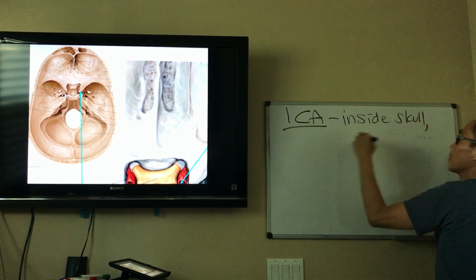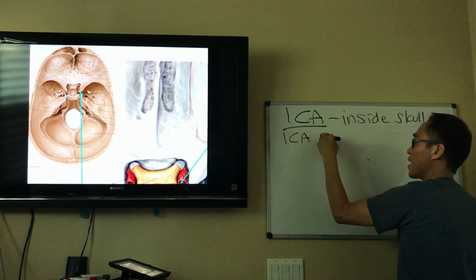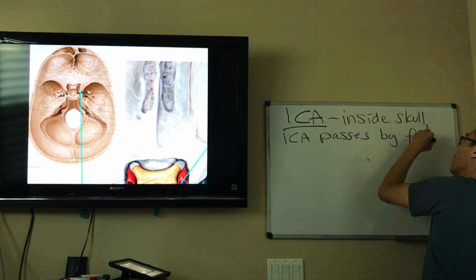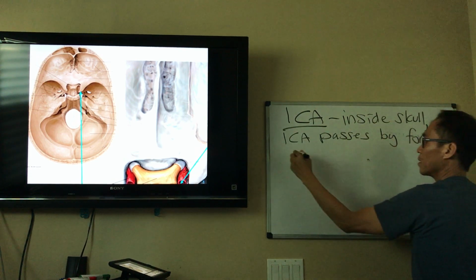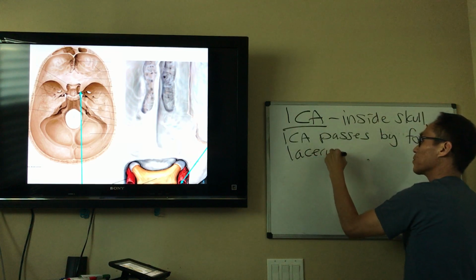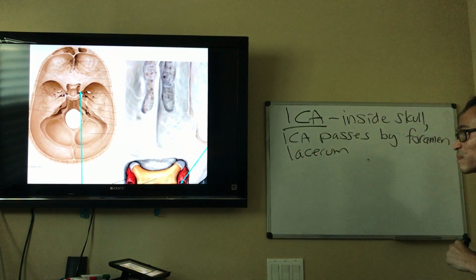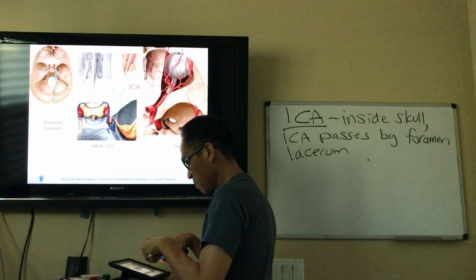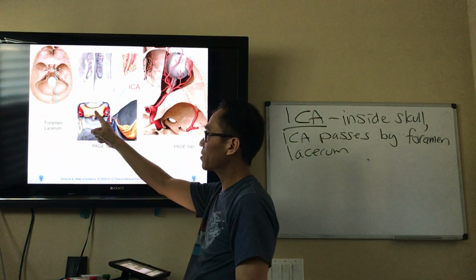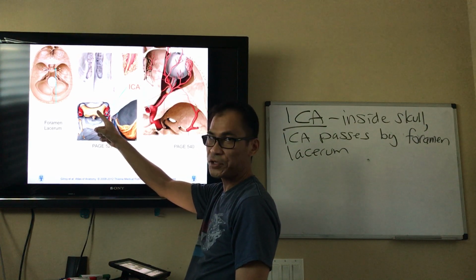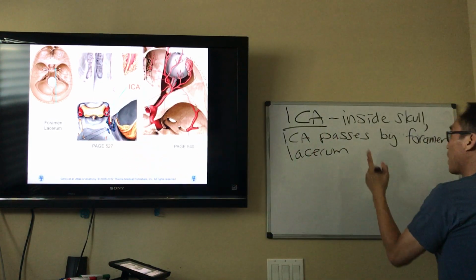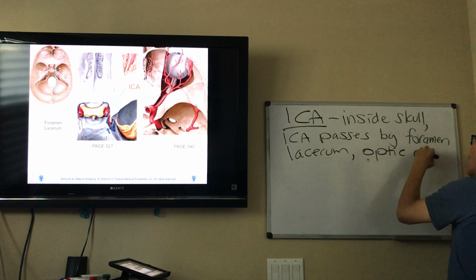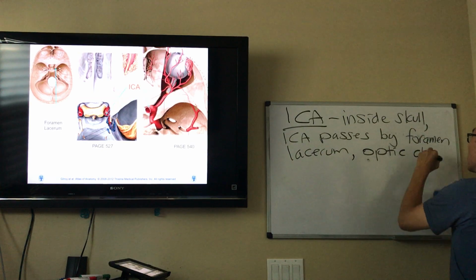So inside the skull, the ICA passes by the foramen lacerum. The picture in the middle right next to it, let me zoom back out. Here is the optic chiasm. The ICA also kind of passes by there if it's shown. So it passes by the foramen lacerum, maybe the optic chiasm.